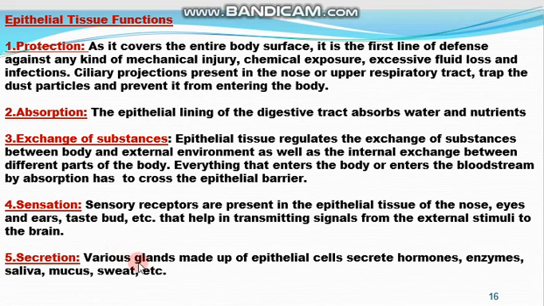As I told you, various glands are made up of epithelial cells which secrete hormones, enzymes, saliva, mucus, sweat, etc. So it also acts as a secretory material because the glandular epithelium has different types of glands like exocrine glands and endocrine glands, and they secrete certain secretions. So epithelial tissue also has the secretion function.